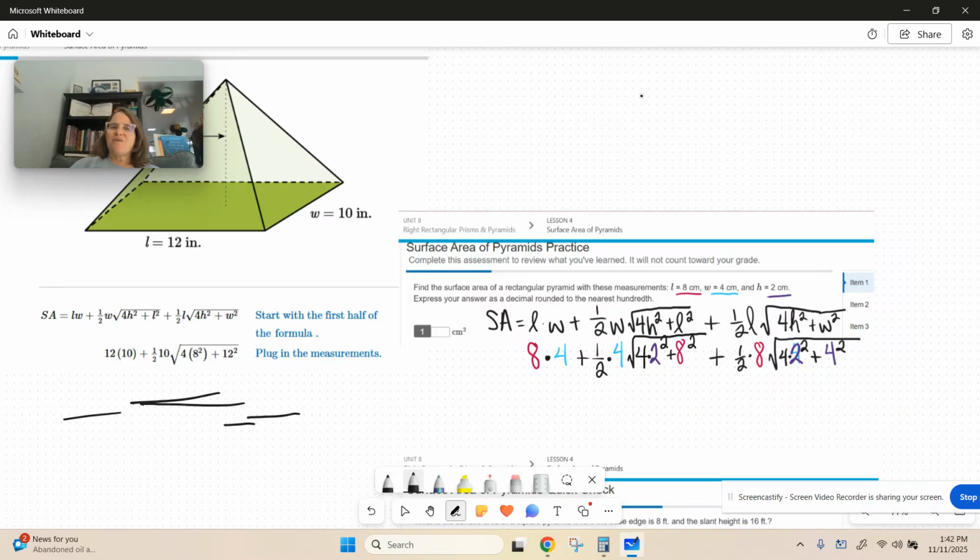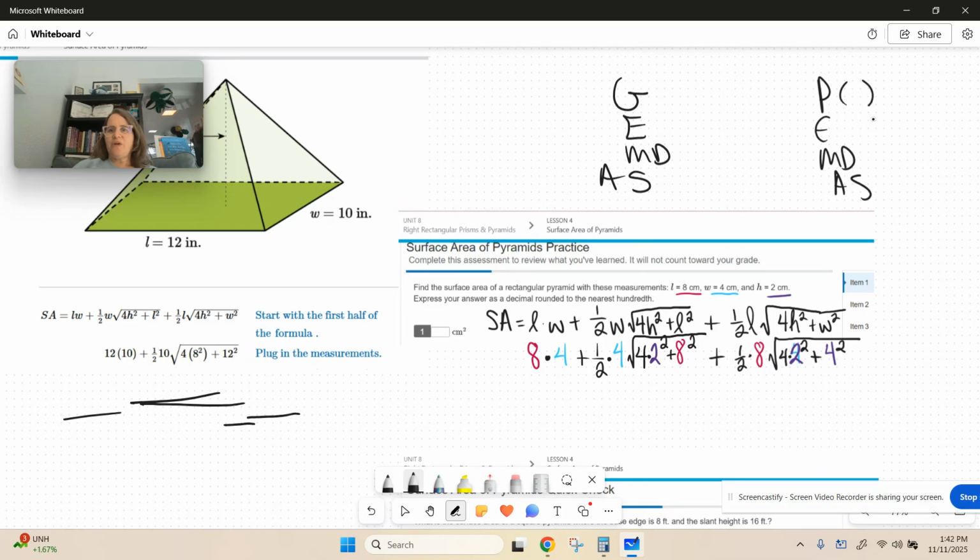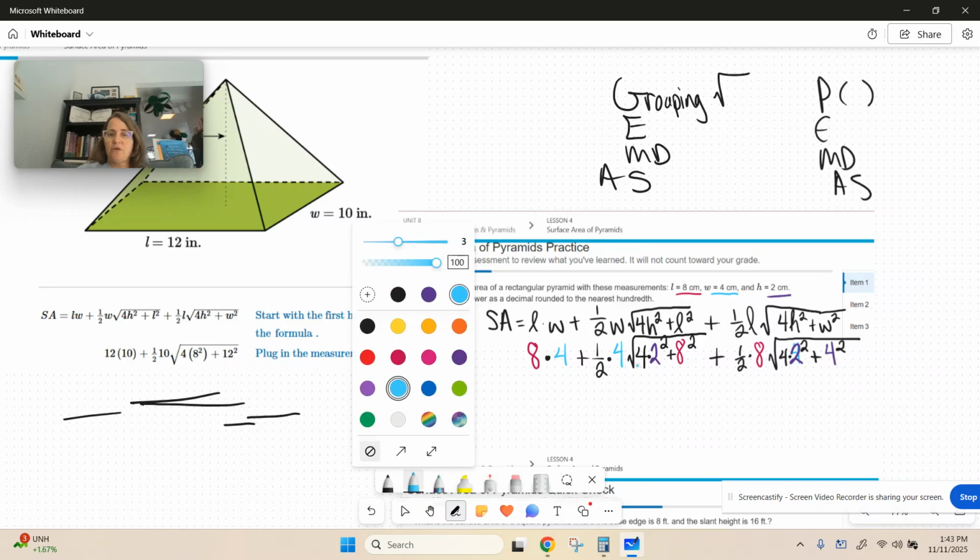Okay, so remember how I'm always talking about GEMDAS or GEMS? The reason I do that instead of PEMDAS is that we don't have any parentheses here, but we do have grouping symbols. And in this, our grouping symbol is a radical. Okay, so I'm going to work under the radical first. And underneath the radical, I still have to follow the order of operations.